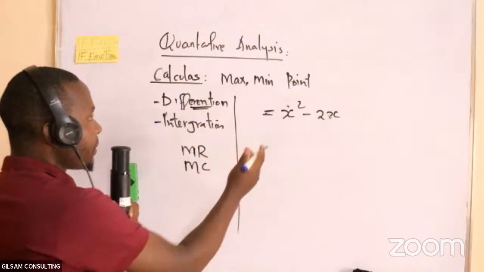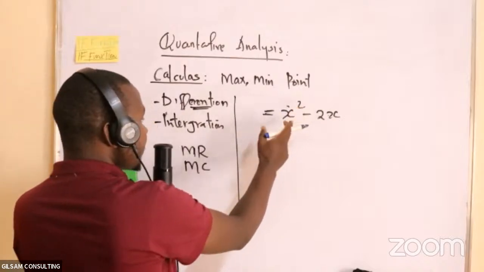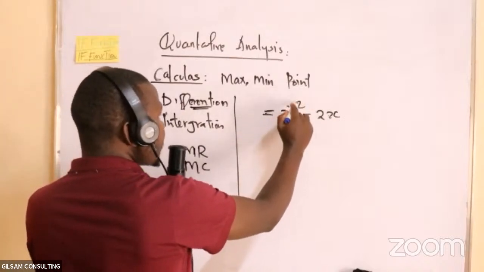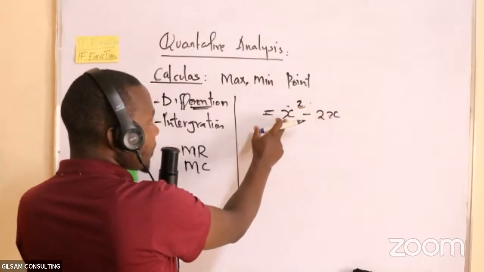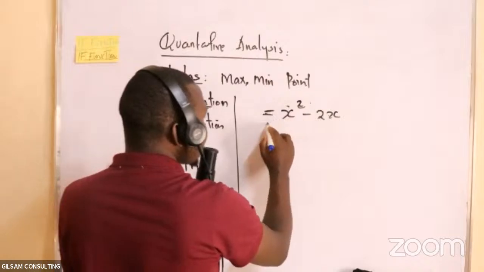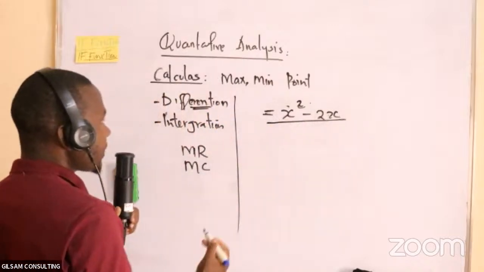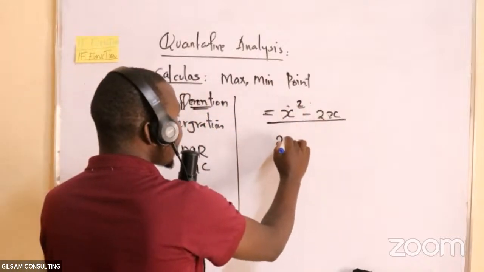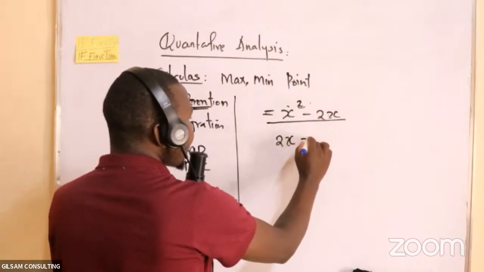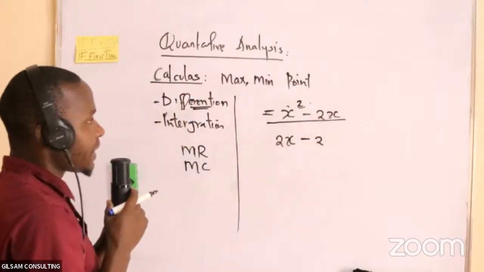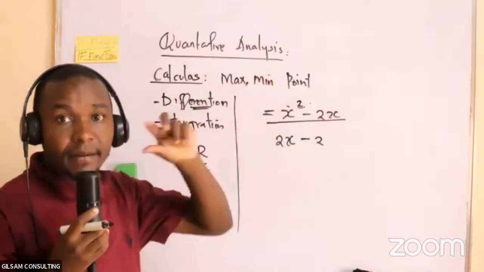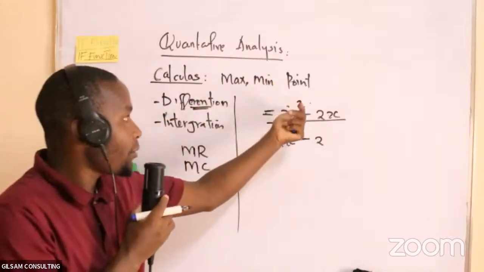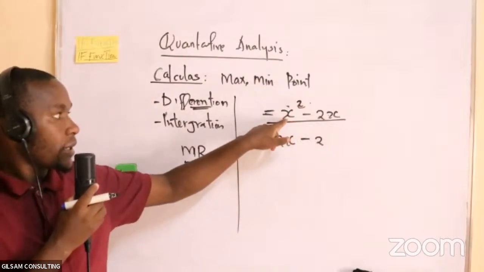So you will be multiplying this. This one, you subtract 1 from the power and multiply the power with this. So if it is to differentiate this, it will be 2x minus 2. You take the power minus 1, and then that power, you multiply with the coefficient here.